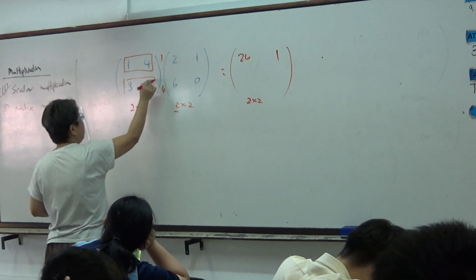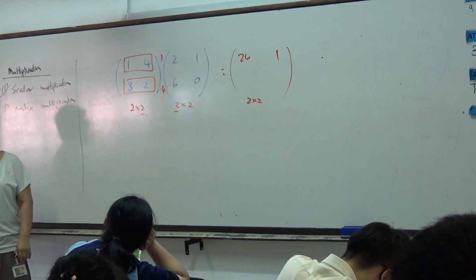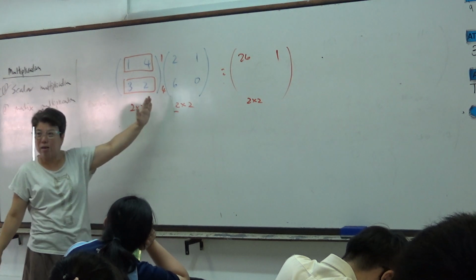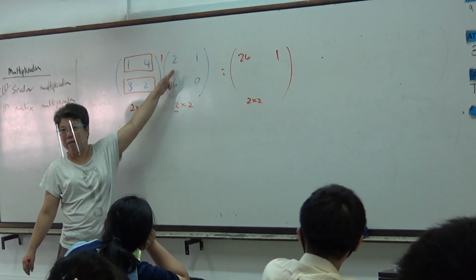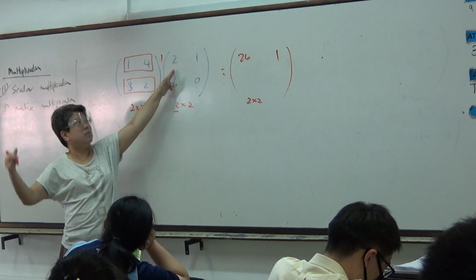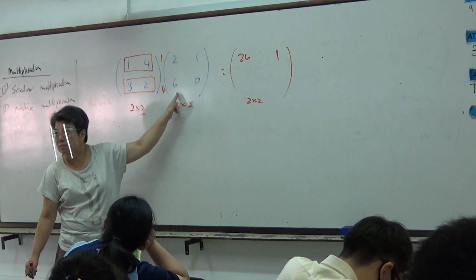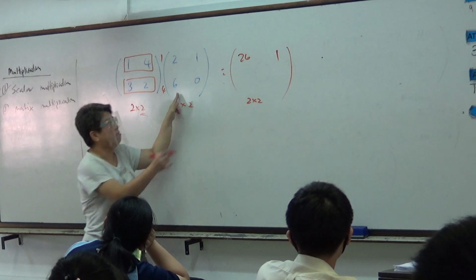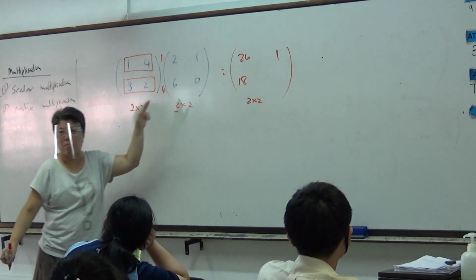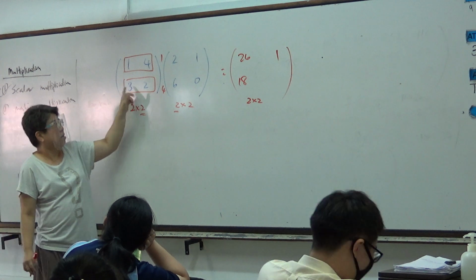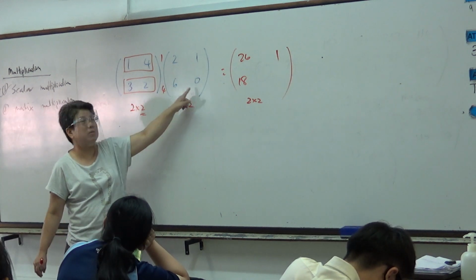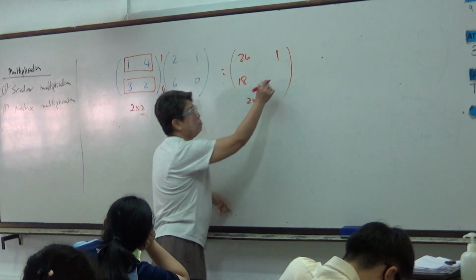How to get the next one? Can you see this second row? Don't worry, I'll do another one. I still turn it. 3 times 2, right? What do I have? 6. 2 times 6. 12. So all together? 18. Okay? Third. 3 times 1? 3. 2 times 0? 0. So, 3.